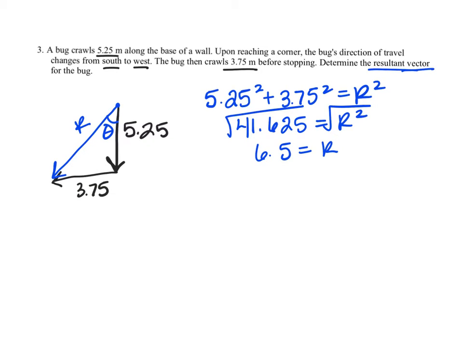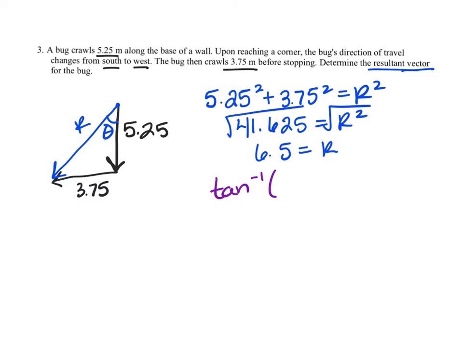So we need the direction that this vector is going. So it is going at an angle. So we need to find out what that angle is. So we're going to do that using inverse tan. Technically speaking, you can use any of your inverse trig functions, but I just stick to tan because it works for all of them. All right.